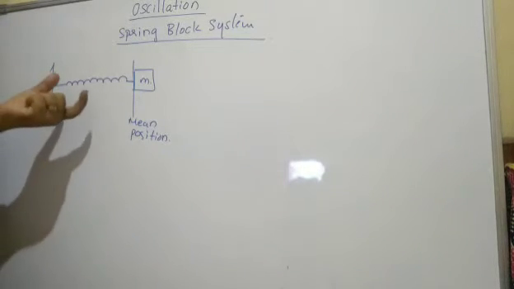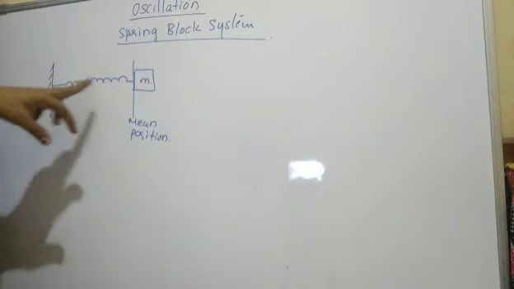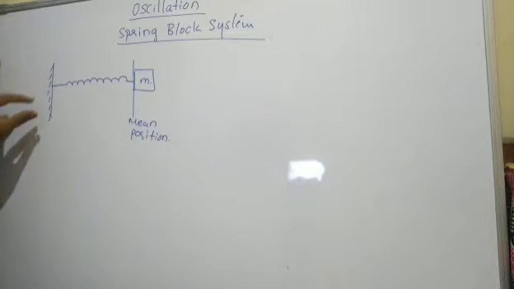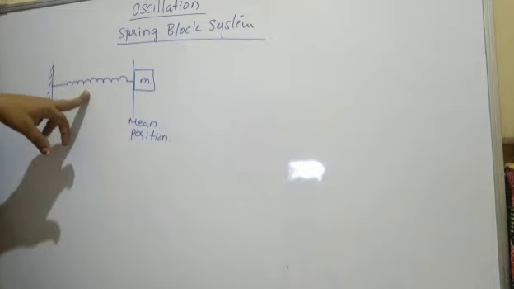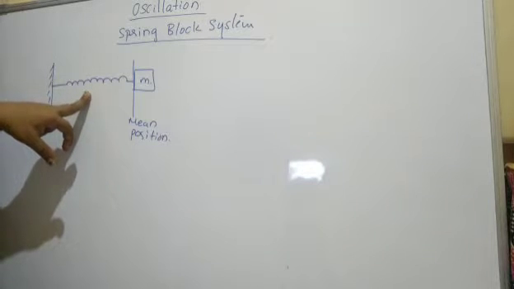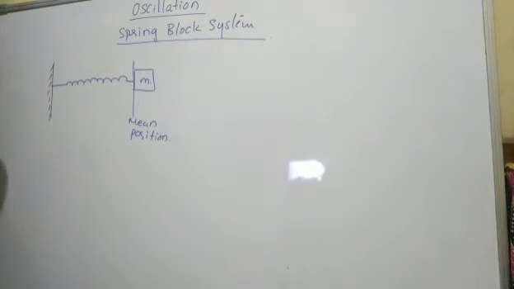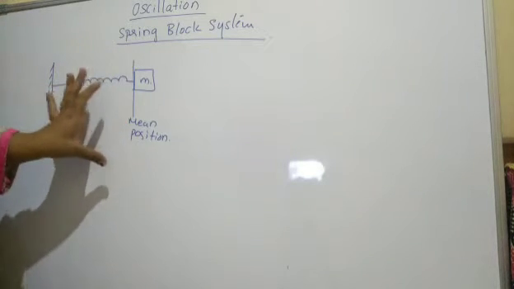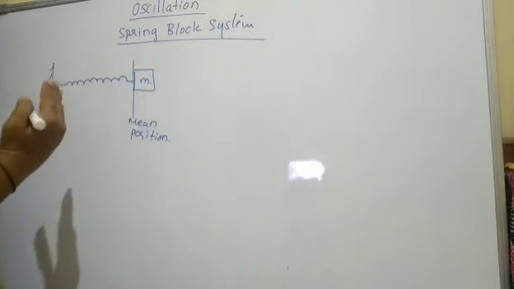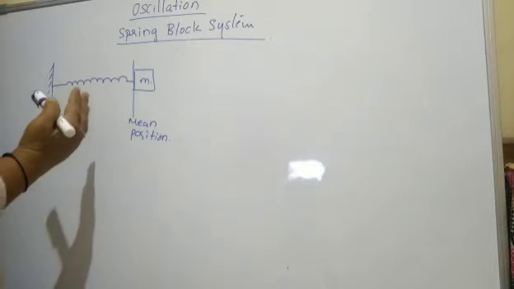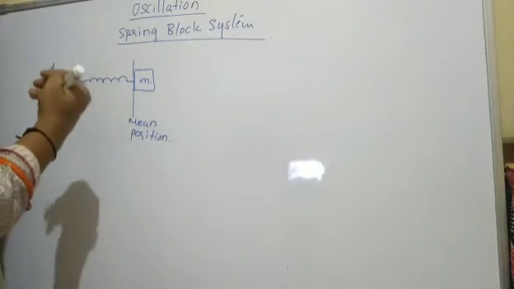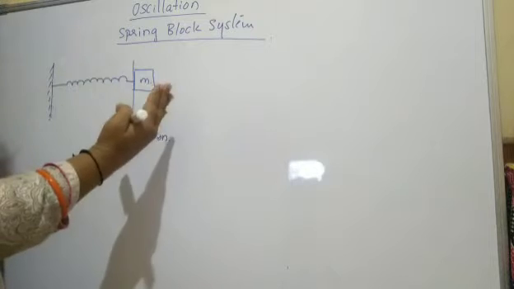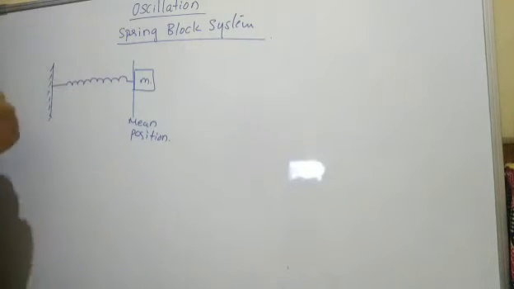If a load is attached to the spring, which is attached to a rigid body, and it is displaced slightly from its mean position, that is, this is the mean position, and then released, the load performs simple harmonic motion.